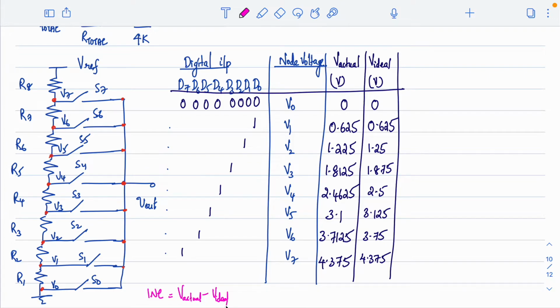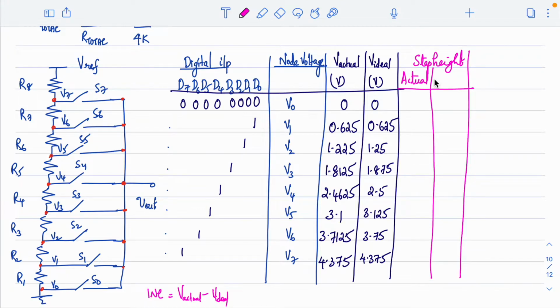Now if you want to calculate DNL, we need to know the step height, right? So for that I am adding one more column here for step height. For step height I have two things, one is the actual step height and another is the ideal step height. So we can divide this column and find the actual and ideal step height. How will you find the actual step height? For the first case there is no step height, so it is 0 and 0.